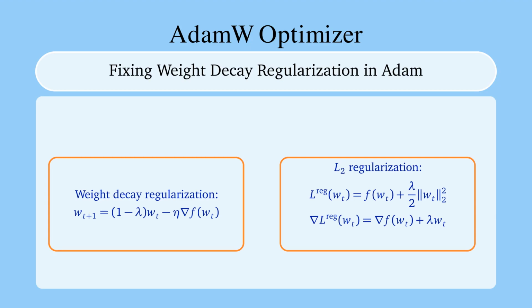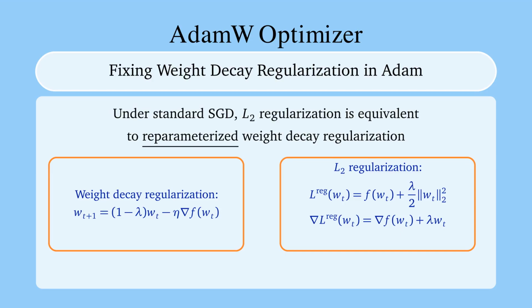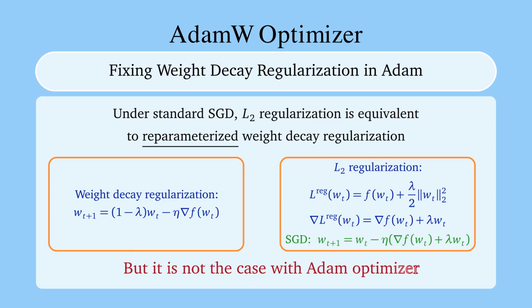These are two distinct regularization techniques, but under SGD optimization, L2 regularization is equivalent to the reparameterized weight decay regularization. You can see this equivalence through the formulations shown here, as if we rewrite this update rule, shown in green, we can see that it is the same as the update rule with weight decay. Because of this equivalence, most deep learning frameworks only implement the L2 regularization.